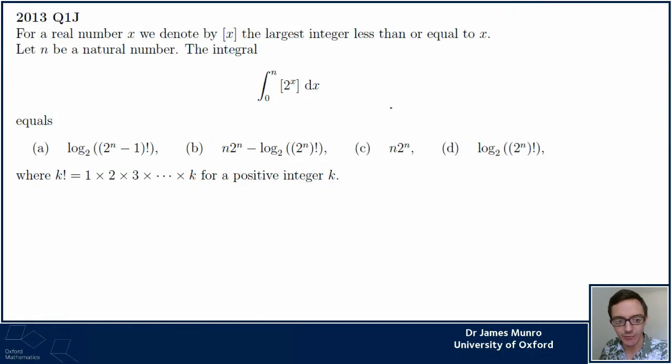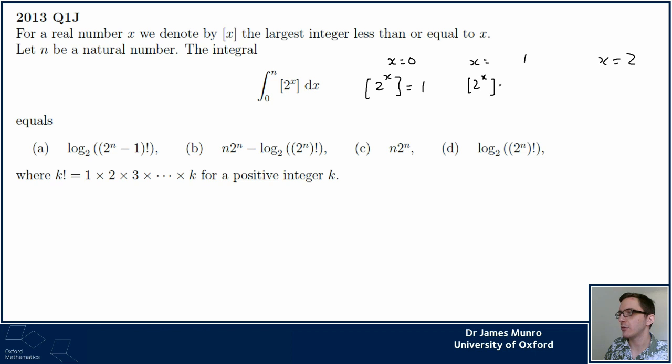So I tried plugging in small values to see what would happen. I feel like I've said that for every question today, but plugging in small values, I wanted to see what would happen when x is 0, x is 1, x is 2. The floor of 2 to the x: 2 to the 0 is 1, the floor of 2 to the 1 is 2. When x is 2, this is 4, I think.